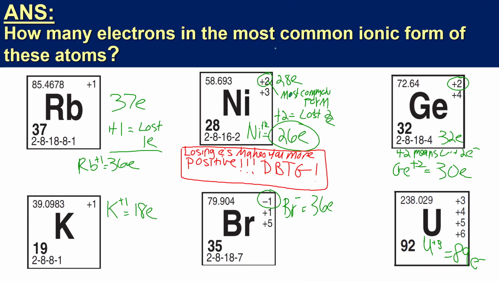All right, here are your answers. Make sure you did the work correctly. Remember, if you are going to become a positive ion, you will be losing electrons. If you are going to become a negative ion, you will be gaining electrons.